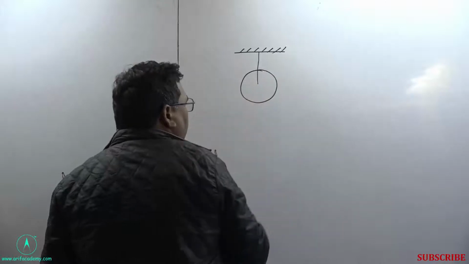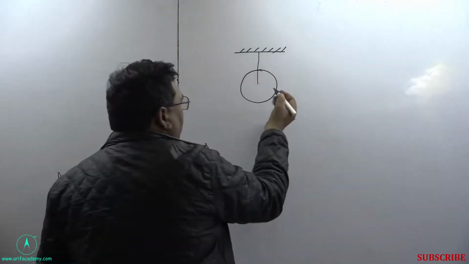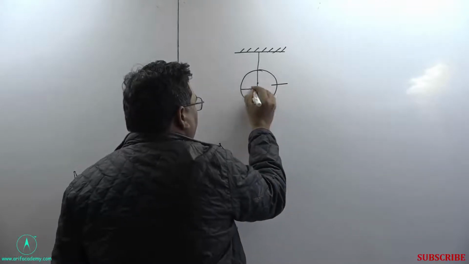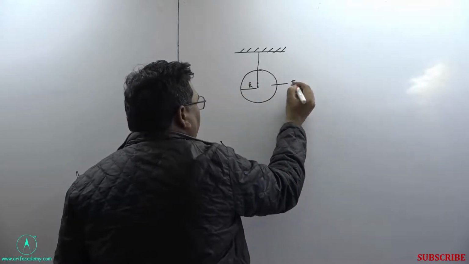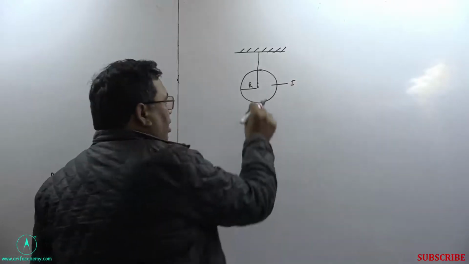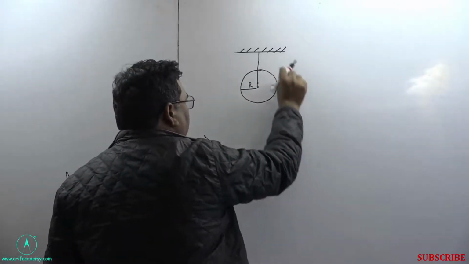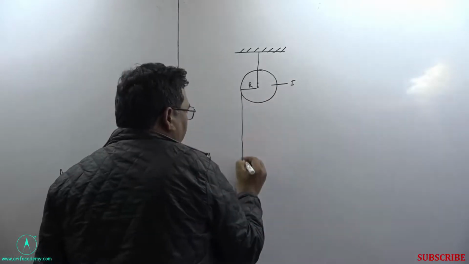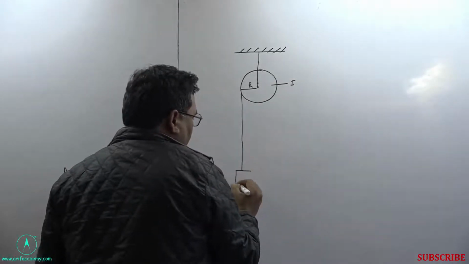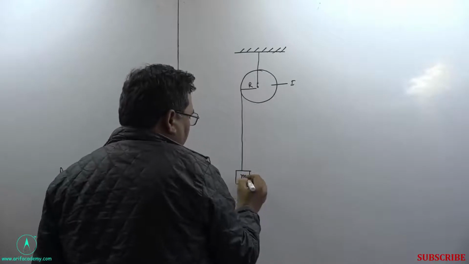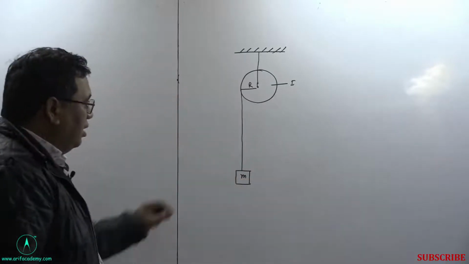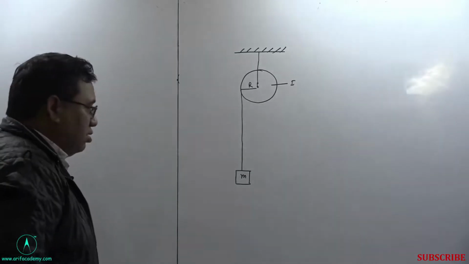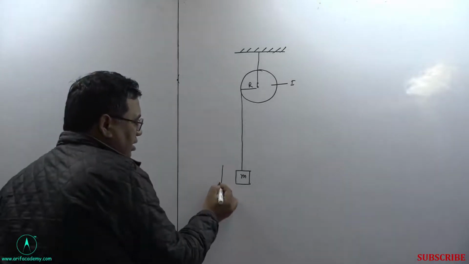See, this is a pulley whose radius is r and moment of inertia is I, and along its rim there is a cord, a string wrapped, and it is hanging with mass m. So when it releases the ball, this mass will come down with acceleration. Here we have to find its acceleration.